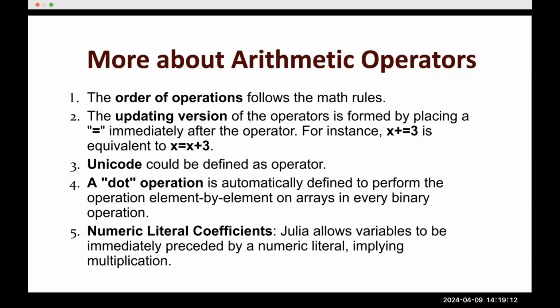There are also numerical literal coefficients and many other constants that are already built in and that you can directly use. Also, if you have a numerical value in front of a variable, by default Julia automatically assumes you want to do multiplication. For 4a, we know it's 4 times a. We don't need to put a times or a star between the 4 and a, and Julia automatically converts that into 4 times a underneath.